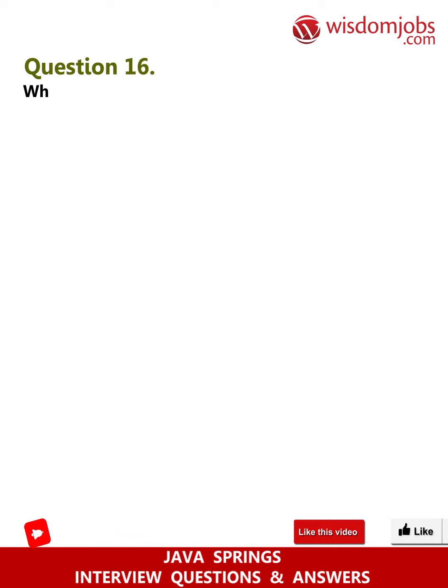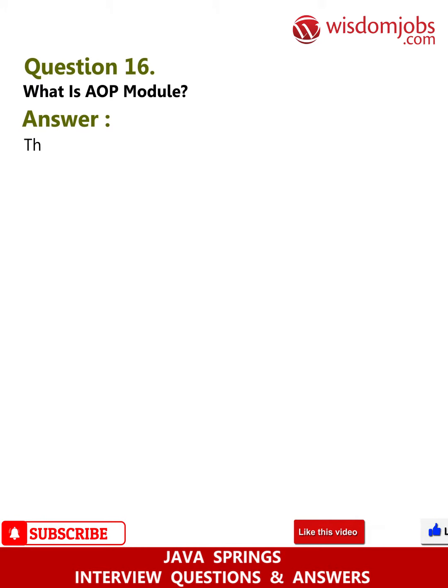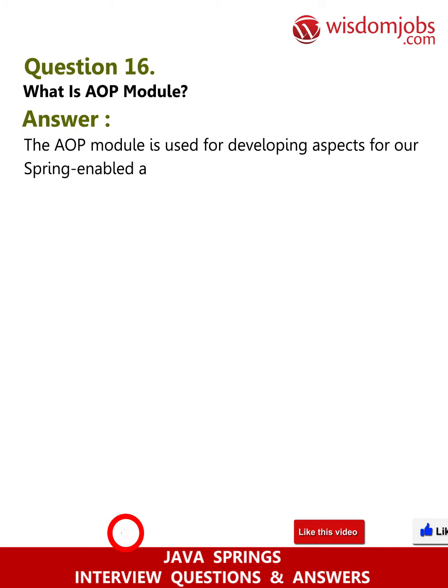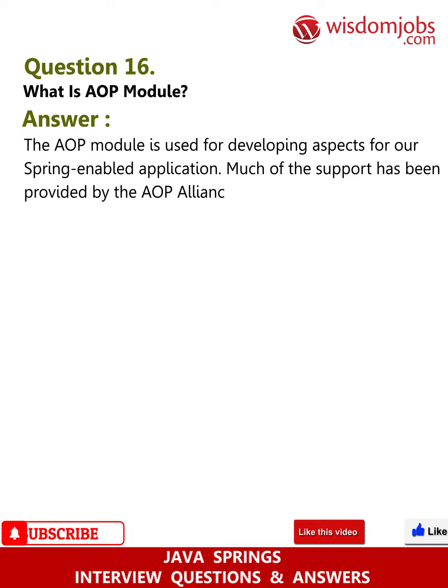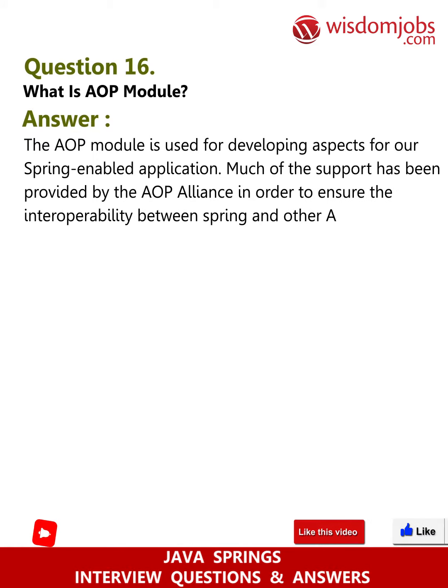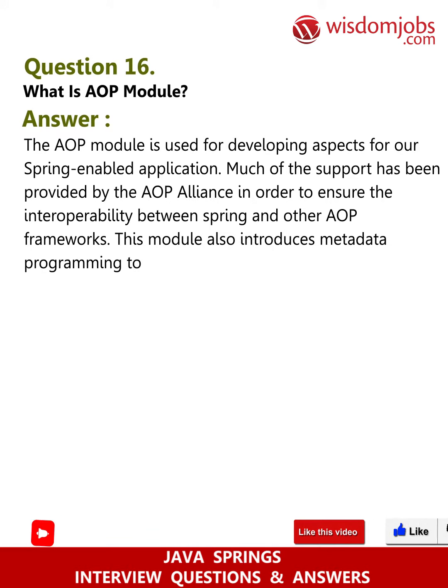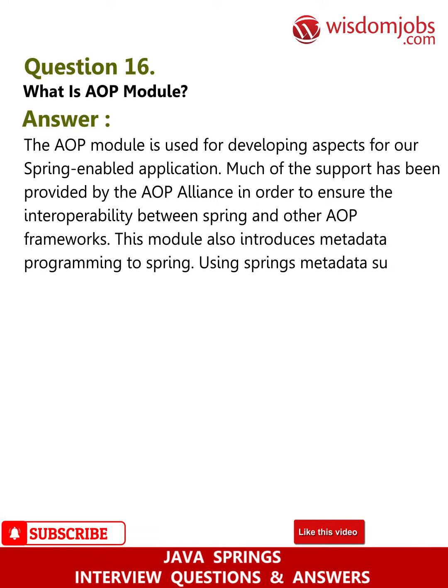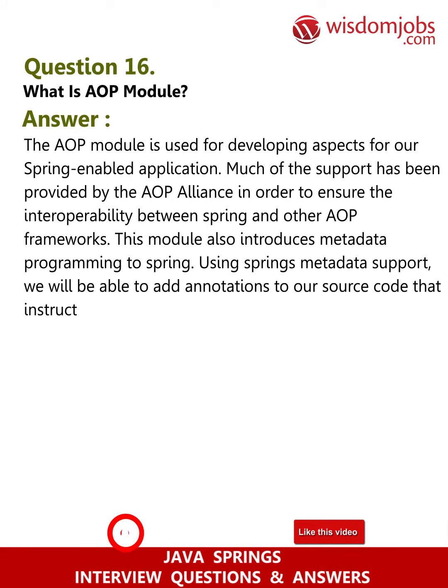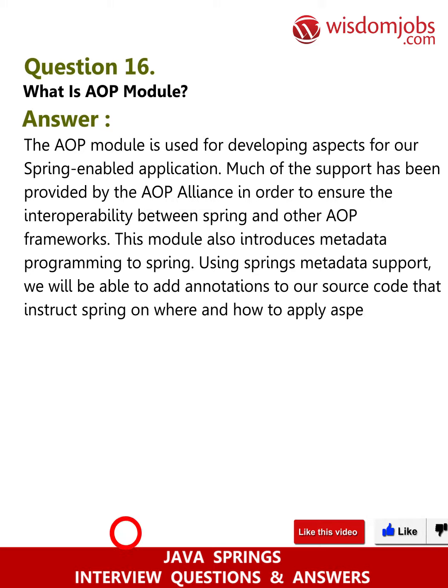Question 16. What is AOP module? Answer. The AOP module is used for developing aspects for our Spring-enabled application. Much of the support has been provided by the AOP Alliance in order to ensure the interoperability between Spring and other AOP frameworks. This module also introduces metadata programming to Spring. Using Spring's metadata support, we will be able to add annotations to our source code that instruct Spring on where and how to apply aspects.